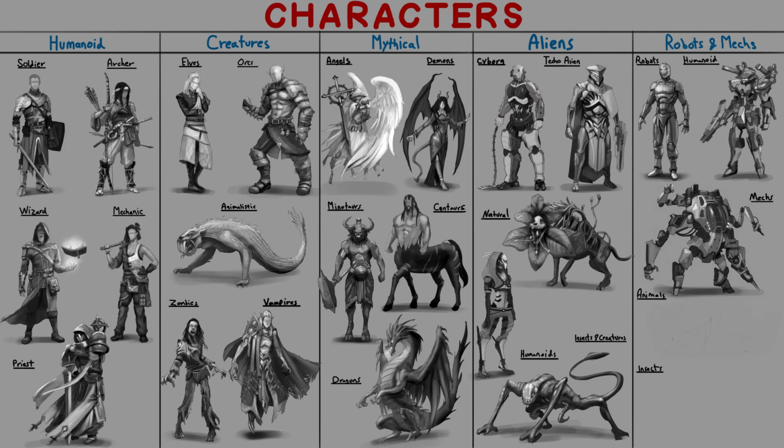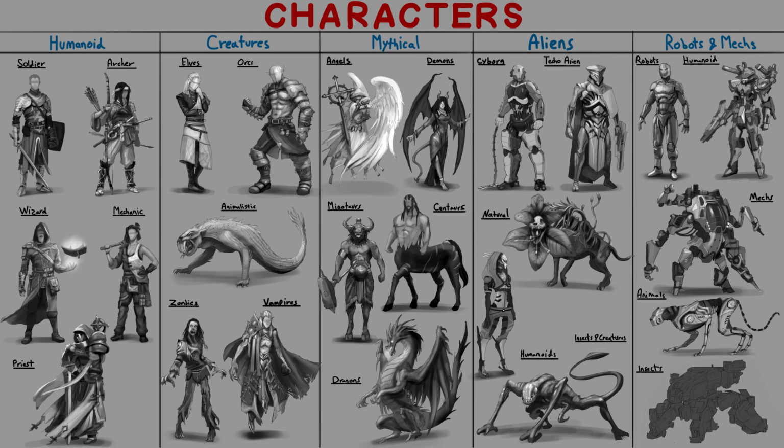We have animalistic robots. Those are a mix between an animal and a robot, just like the normal robots but with animals. And in the same line, we can mix insects with robots and get the spider-like mix, for example. And this is it for this category.